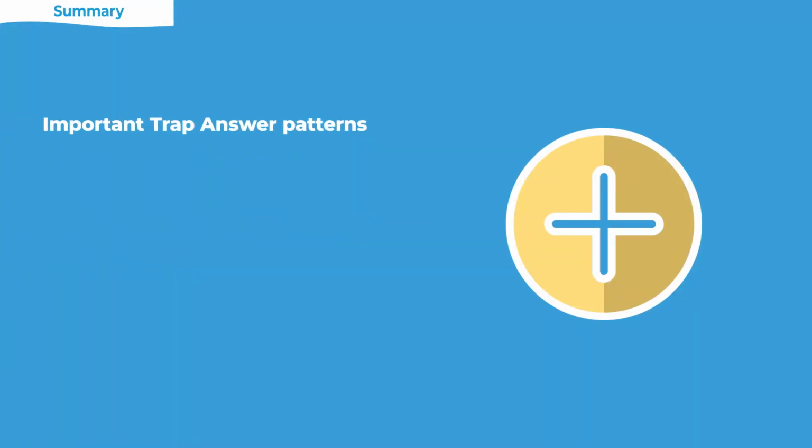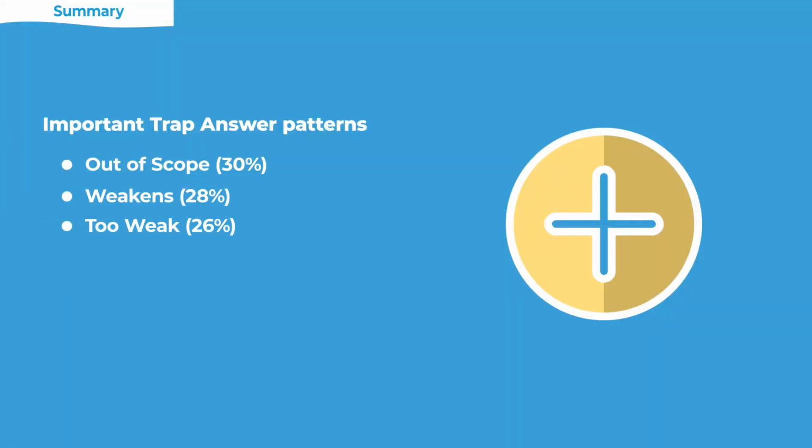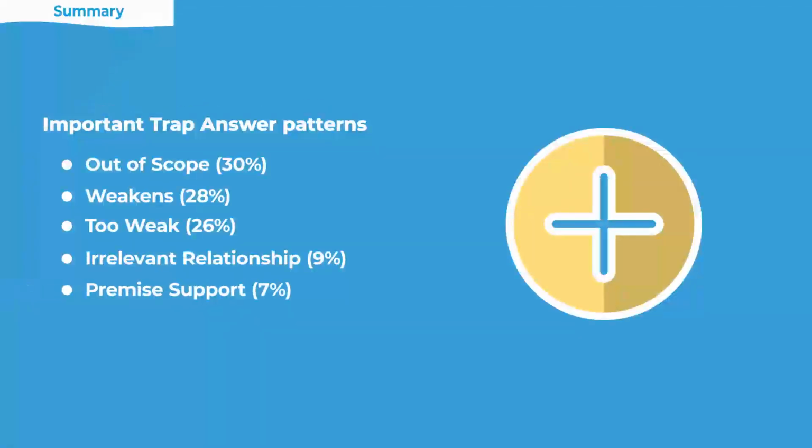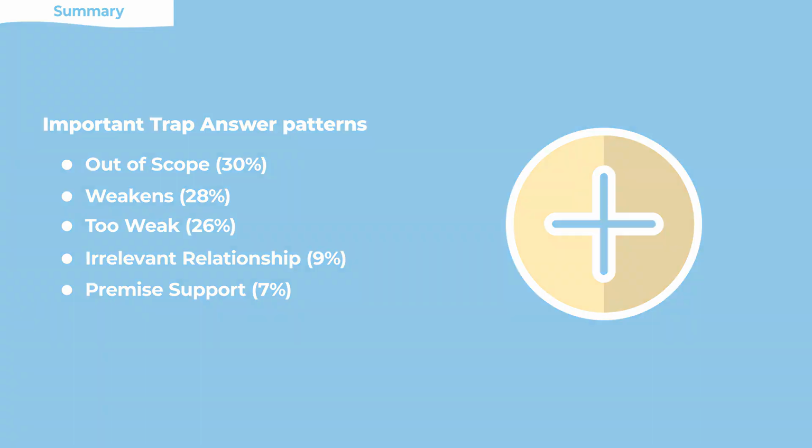The trap answers you really need to know about are those answer choices that are out of scope, those that weaken the argument instead of strengthening it, those that are too weak to have an impact on the argument, those that build an irrelevant relationship between terms, a relationship that doesn't have any impact on the argument, and those that are supporting the evidence as opposed to supporting the argument.